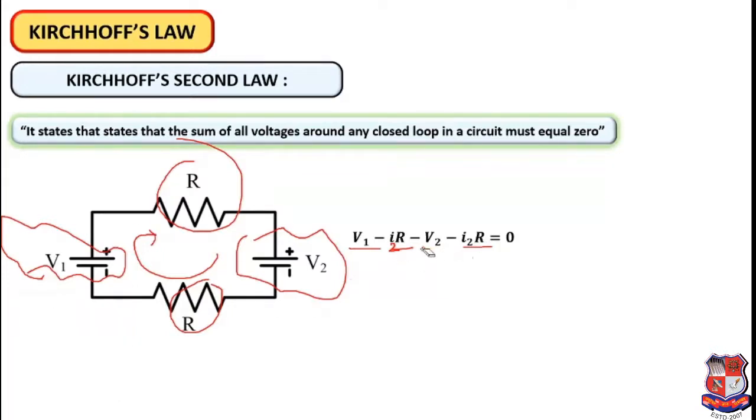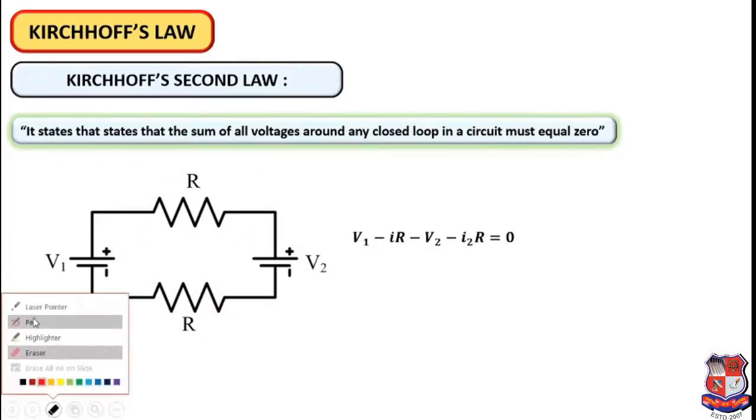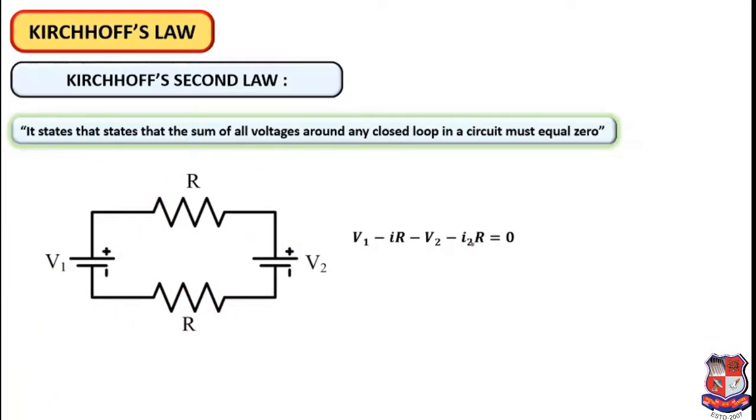Let me erase everything and rewrite. Suppose current I is flowing here. So you can write V1 minus I into R minus V2 minus I into R will be equal to 0. So how to write a KVL equation? It is very simple. You just have to take the polarities and maintain them. Whatever rule you take must be followed until all the loops are covered.